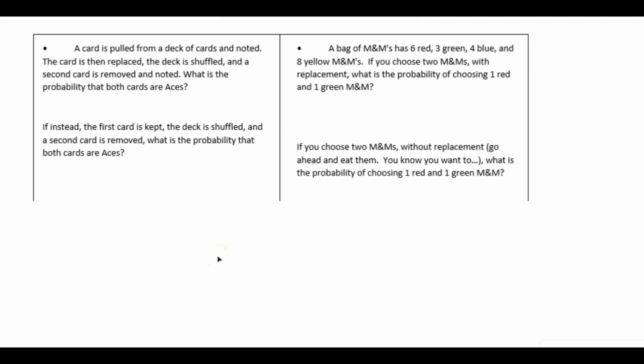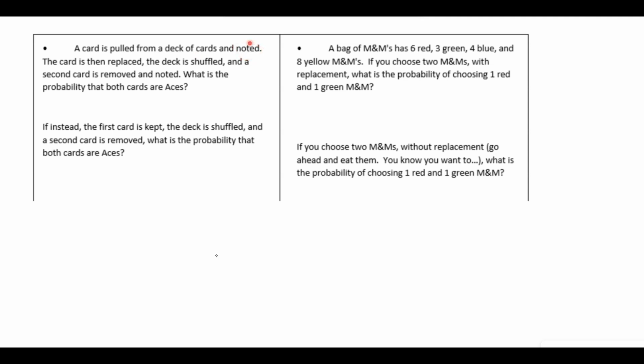Let's talk about the probability of multiple events with and without replacement. So to begin, we have an example. A card is pulled from a deck of cards. So this would be a standard 52 card deck. And it's noted. So you write down what the card is.